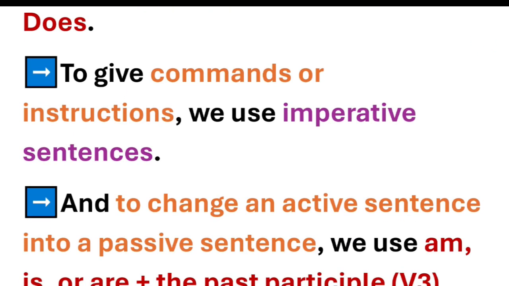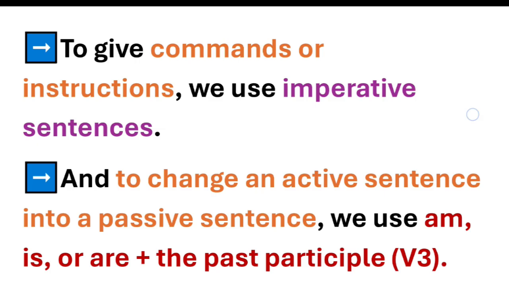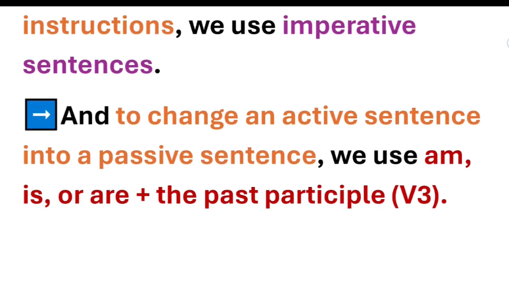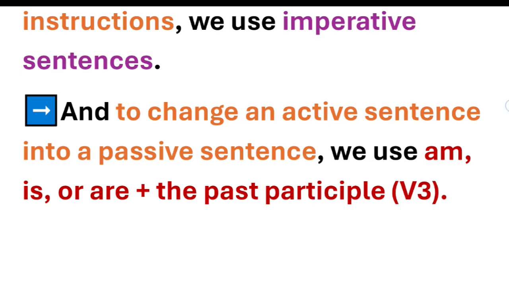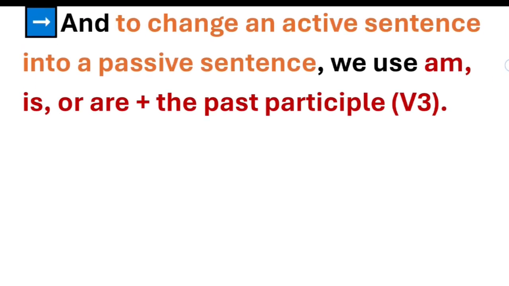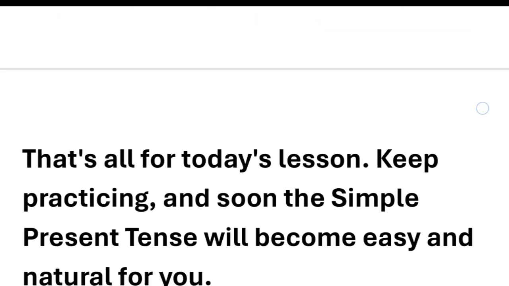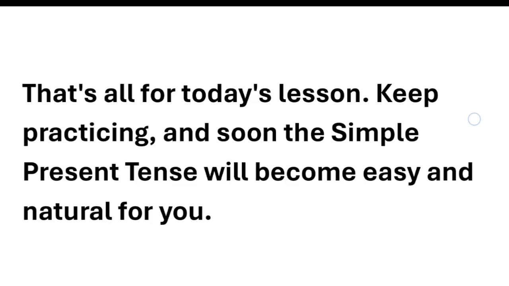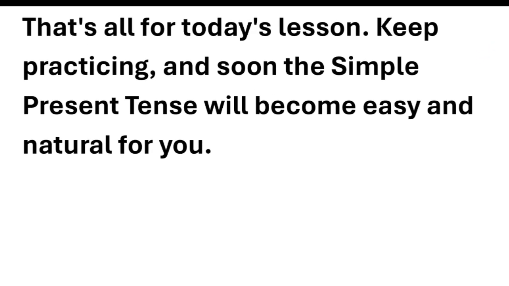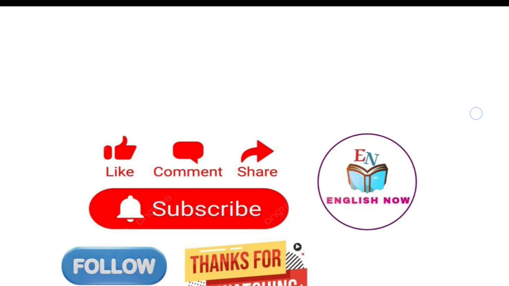To give commands or instructions, we use imperative sentences, and to change an active sentence into a passive sentence, we use am, is or are followed by the past participle, which is the third form of the verb. For example, play, which is the base form, becomes played in the past participle of it. So this is the structure. You can revise. Now that's all for today's lesson. Keep practicing, and soon the simple present tense will become easy and natural for you.